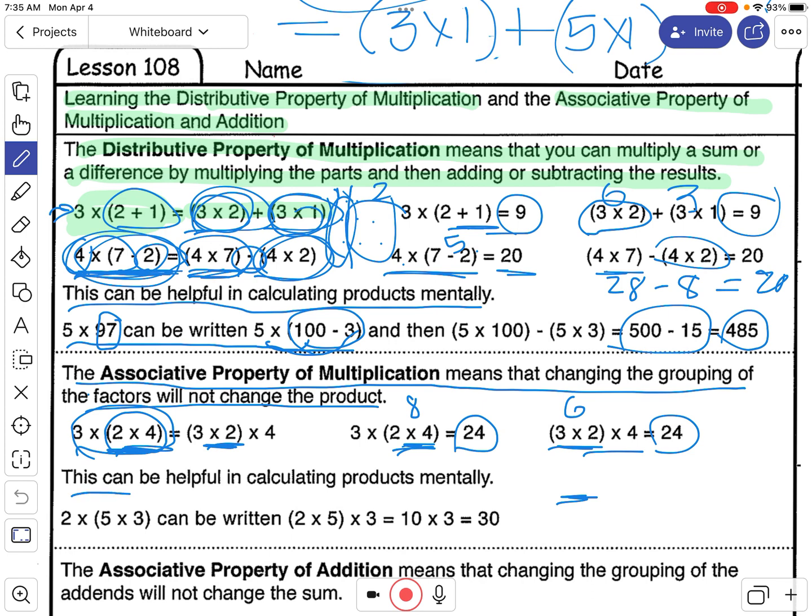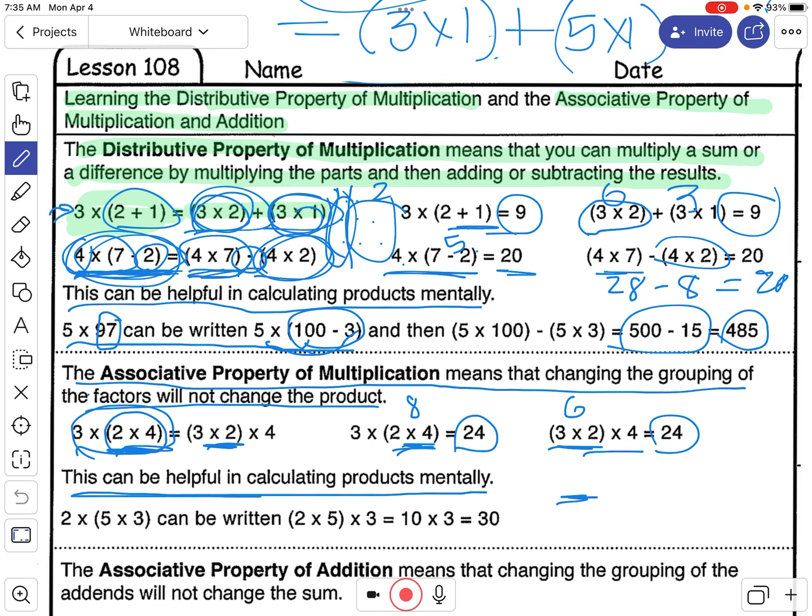Okay, the next part says this can be helpful in calculating products mentally. And by the way, don't tell anybody about the flower. It's a secret. Shh, big secret. Okay, you can't help anybody else out on that. Otherwise, you're going to be robbing them of their learning, because that means that they're not paying attention to the video, and yet they still get credit for watching the video. That would not be good for them.